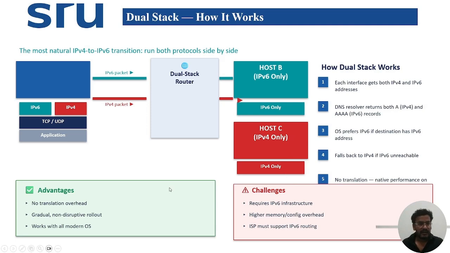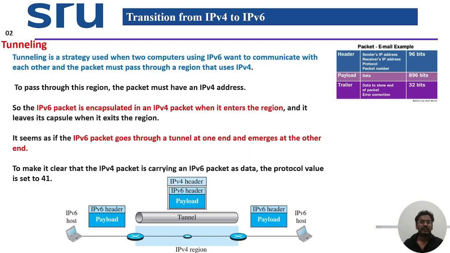Coming to the advantages of the dual stack method: no translation overhead, gradual non-destructive rollout, and it works with all modern OS as well. Then the challenges are that it requires IPv6 infrastructure, high memory and configuration overhead, and ISPs must support IPv6 routing. Otherwise, it goes to the IPv4 mode.